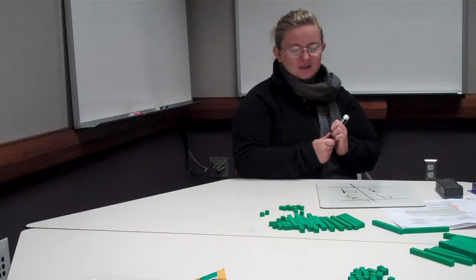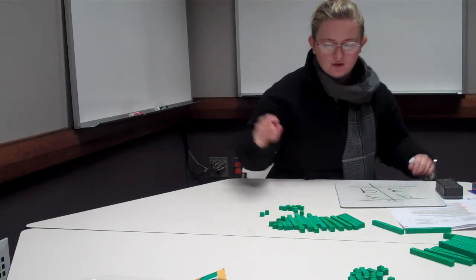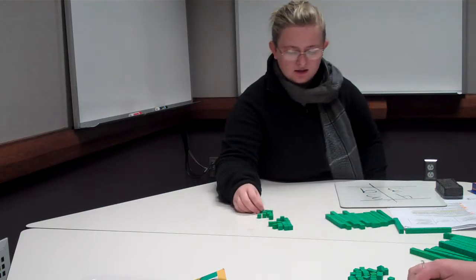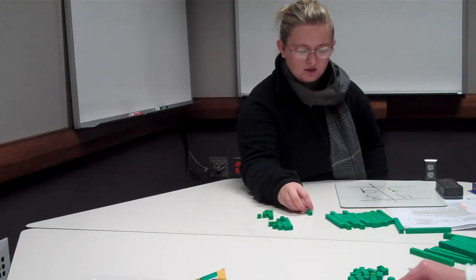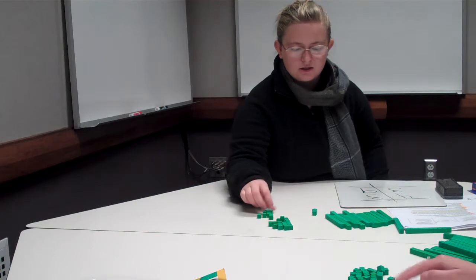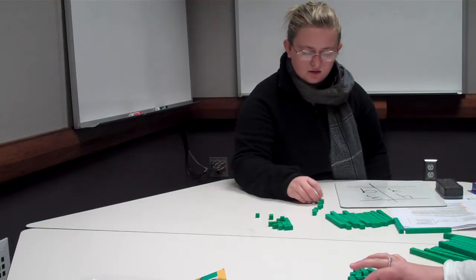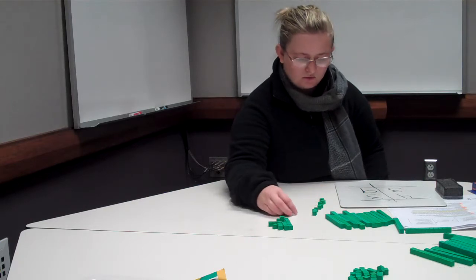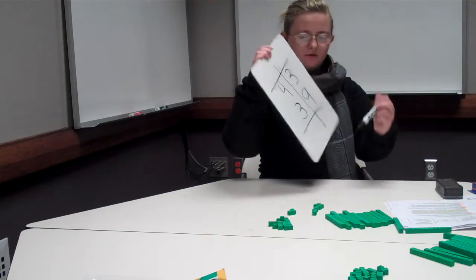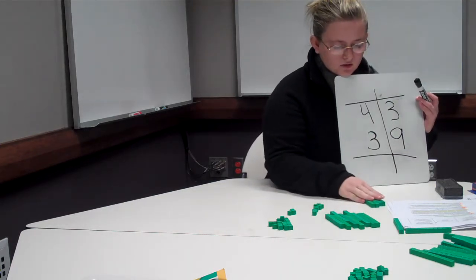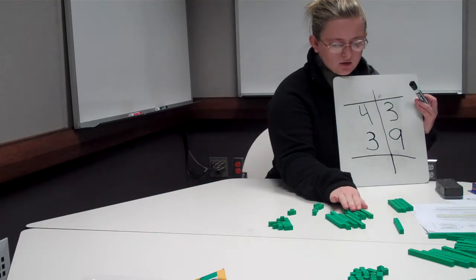Alrighty. So what's the first thing that we do? The ones place. So we're going to grab 9 and 3 because that's what our problem has in the ones. 7, 8, 9, and then 3. And then for the tens, what do we have? We have a 4 and a 3. So we're going to grab 4, and then we're going to grab 3 more.